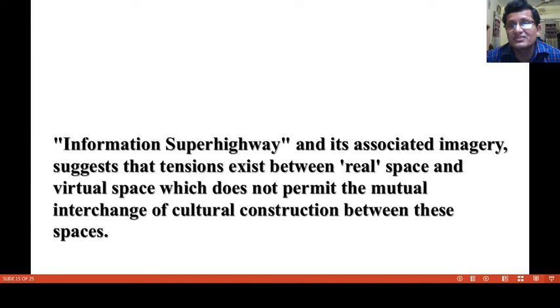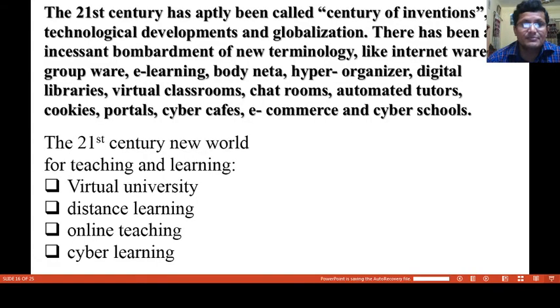Information superhighway and its associated imagery suggest that tensions exist between real space and virtual space, which does not permit the mutual interchange of culture construction between these spaces. The 21st century has aptly been called the century of inventions, technological developments, and globalization. There has been an incessant bombardment of new terminology like internetware, groupware, e-learning, hyper-organizer, digital libraries or e-libraries, virtual classrooms, chat rooms, automated tutors, cookies, portals, cyber cafes, e-commerce, cyber schools, webinar, etc. The 21st century new worlds for teaching and learning are virtual university, distance learning, online teaching, cyber learning.